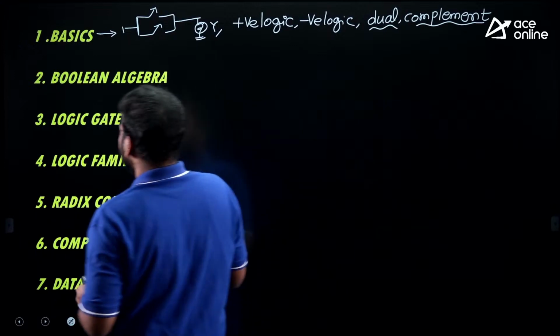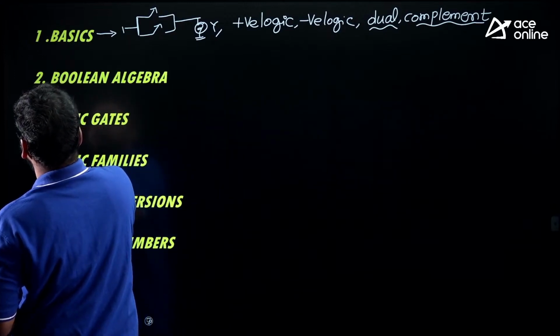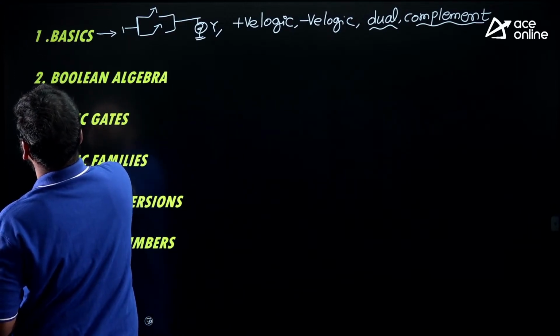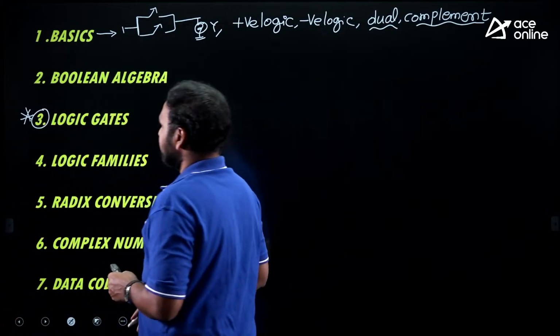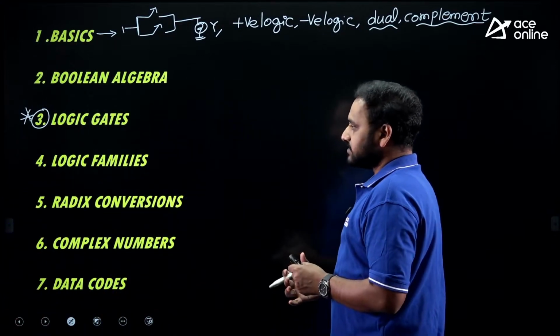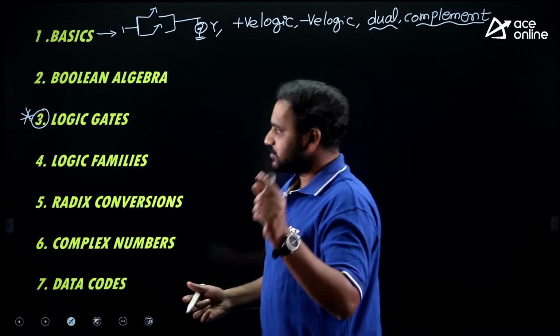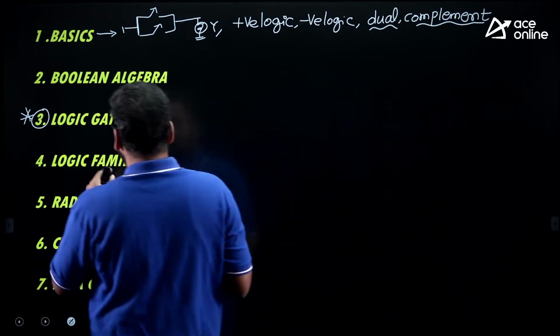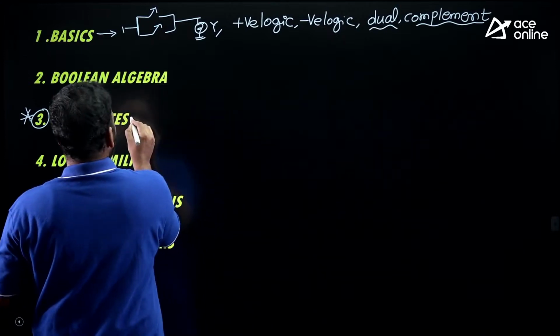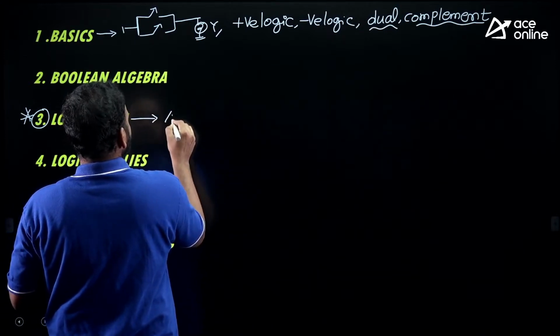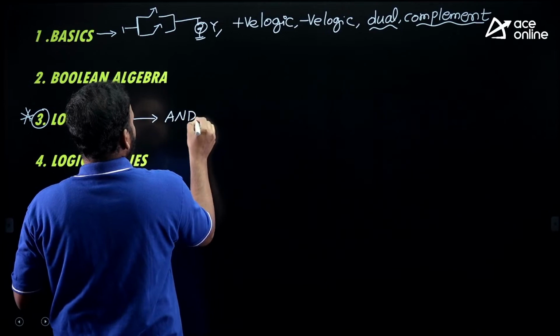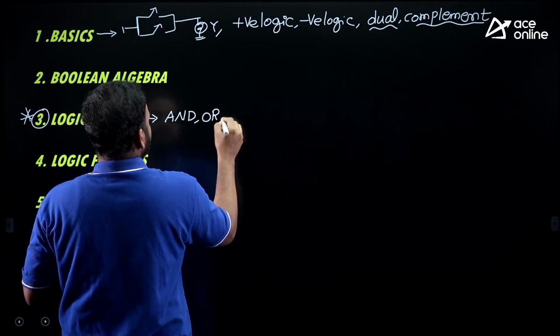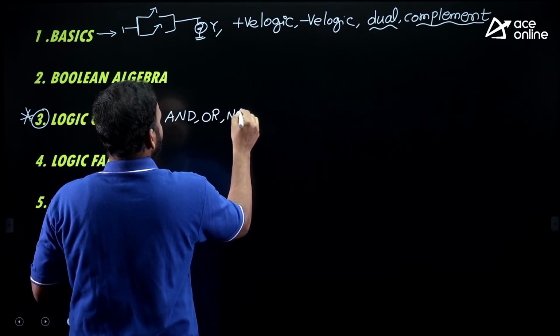And logic gates, this is very important, my dear friends. From logic gates, I have seen that in the recent 2 to 3 papers, in all papers, one question is found from logic gates. You should be aware of all the basic gates. What are the basic gates here? AND gate, OR gate and NOT gate. These are called basic gates.